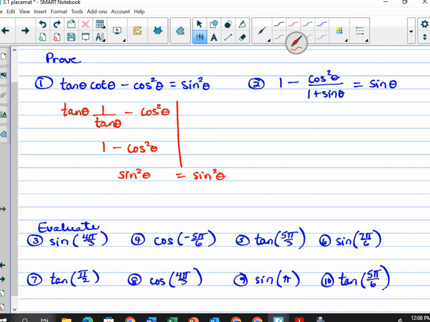You also said I get to do it. Well, I said you could do the tangent as sine over cosine and cotangent as cosine over sine. Is that what you're talking about, or something else?